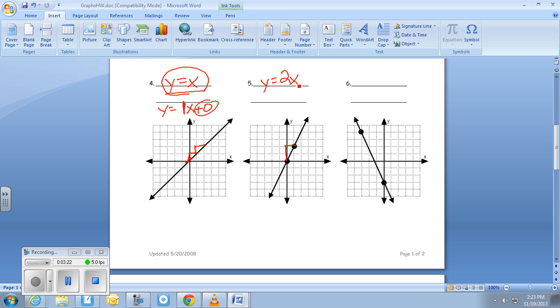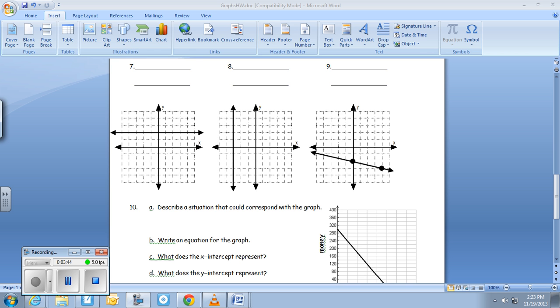And then number 6, I know my y-intercept. I can find out my slope by rise over run. I do know it's a negative slope. I'm going 1, 2, 3, 4, 5, 6, 7 down, and 3 over, so a negative 7/3 x. And then I'm going down to a negative 3 for my y-intercept.